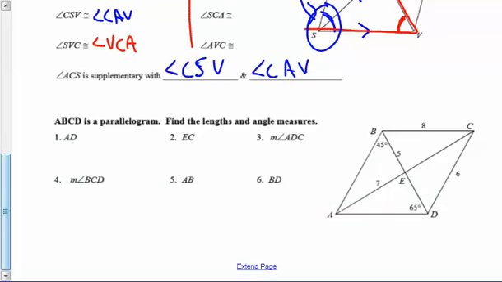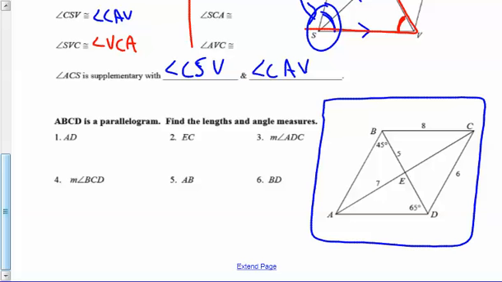So here's a problem where I'm asking you to find values. And the first thing you should do is just try to focus on the diagram. Don't worry about the questions too much, just look and see what you know. Well, I know that BC is 8, so AD has to be 8. CD is 6, so AB has to be 6. That's property 1, that opposite sides are congruent. Property 2 says opposite angles are congruent. So this angle has to equal this angle.